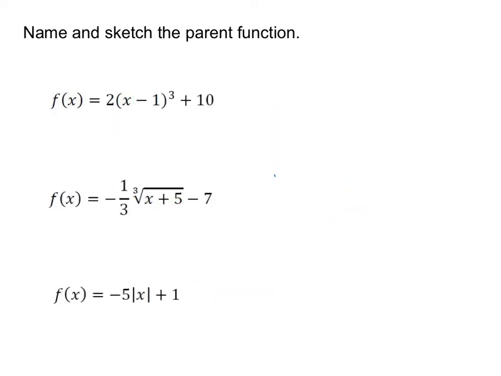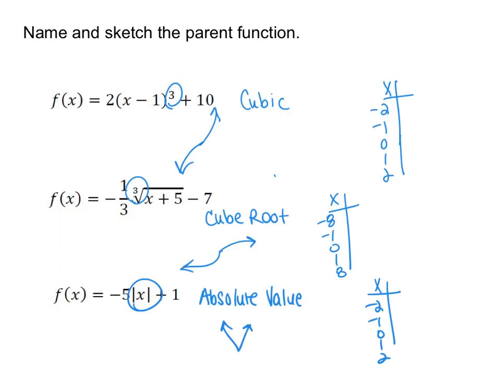All right, you should pause the video on this, name and sketch the parent function, and also sketch the table, the x values of what you would choose for the parent function. And this is what you should have. You have a cubic versus a cube root. The cube root right here is the only one that has special values because in order to evaluate a cube root without your calculator, you want perfect cubes. And then the last one is an absolute value, V-shaped.